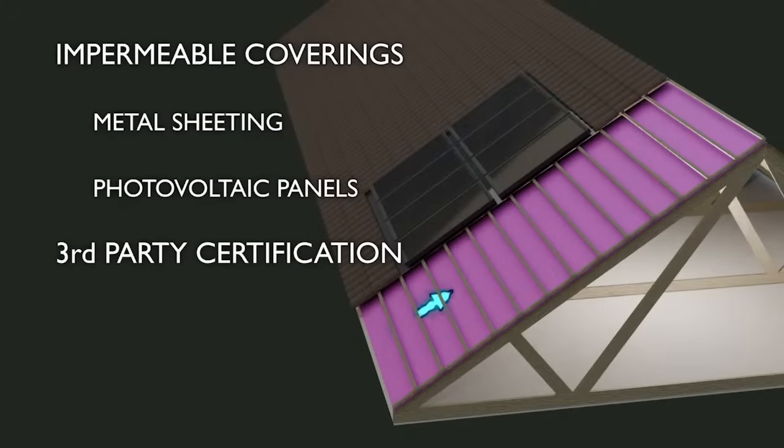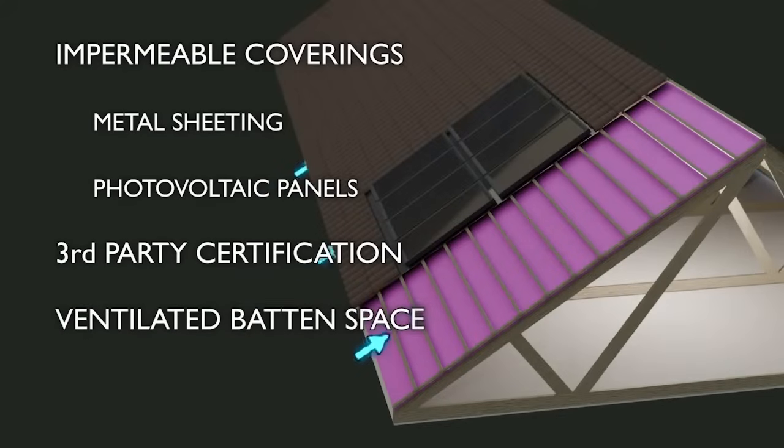If ventilation is required, this typically consists of a ventilated batten and counter-batten space directly below the outer covering. This is a separate consideration from ventilation of, for example, the loft space, although if the loft space is ventilated, it's usually not necessary to ventilate the batten space too.